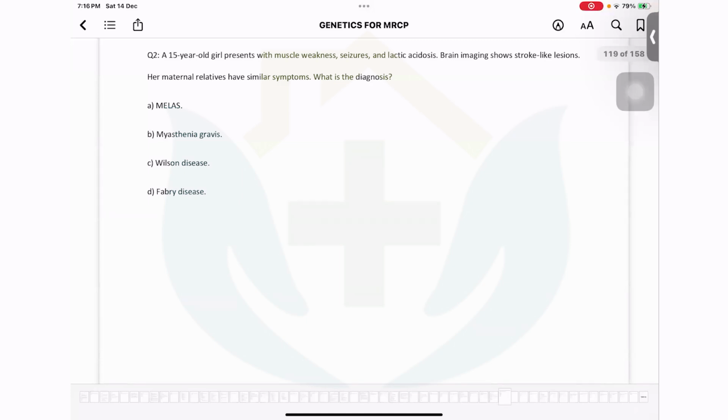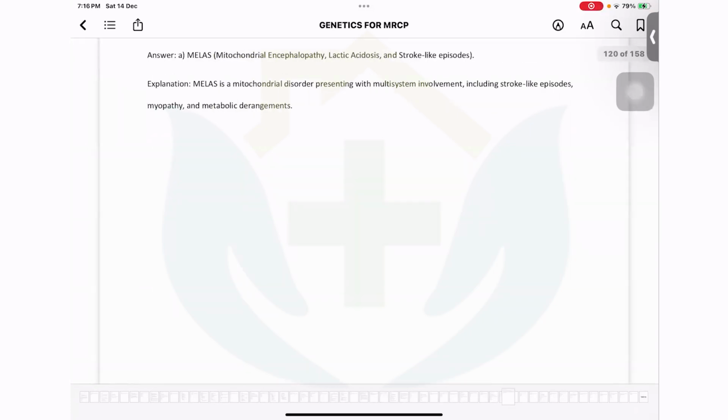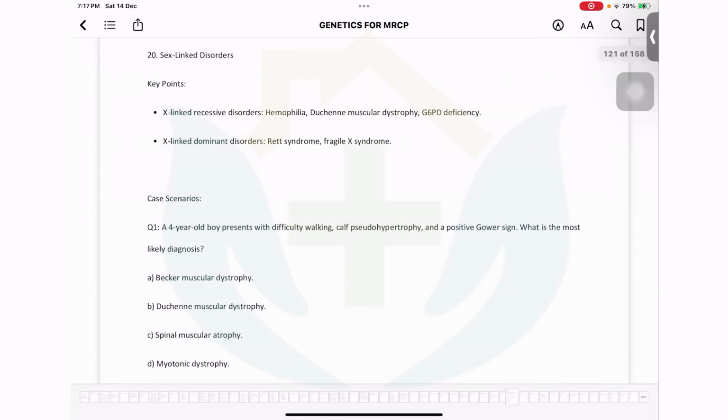A 15-year-old girl presents with muscle weakness, seizures, and lactic acidosis, and brain imaging shows stroke-like lesions. Her maternal relatives have similar symptoms. What is the diagnosis? MELAS. Wonderful. It is MELAS, again a mitochondrial inheritance. Now coming to sex-linked disorders. This is basically revision now. A 4-year-old boy presents with difficulty walking, cough, pseudo-hypertrophy, positive Gower sign. What is the diagnosis? Duchenne muscular dystrophy.